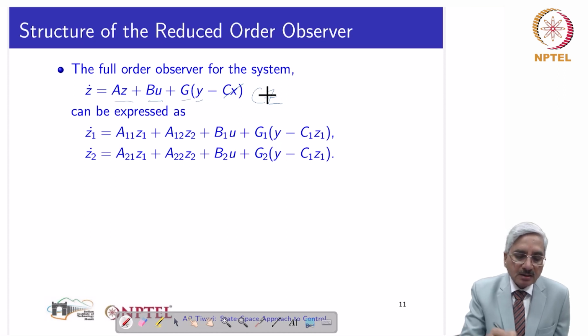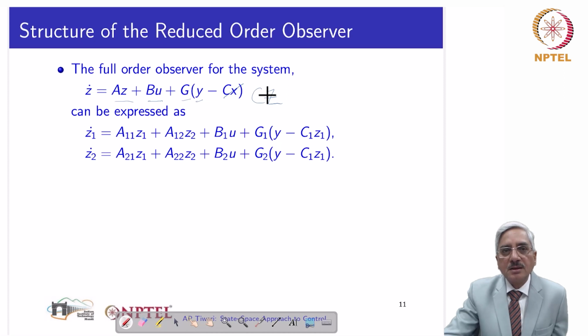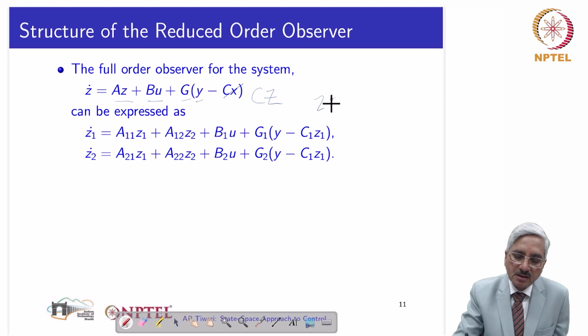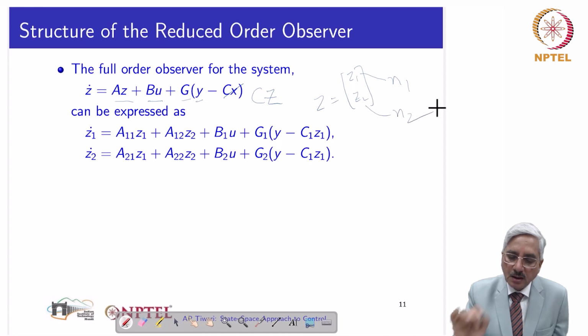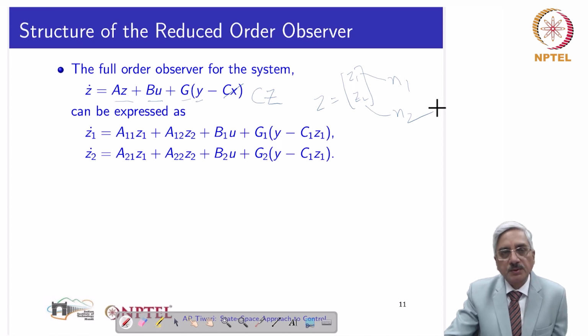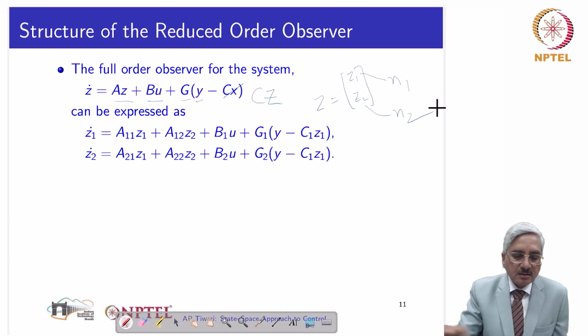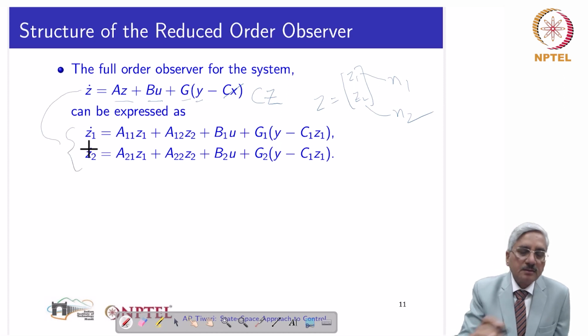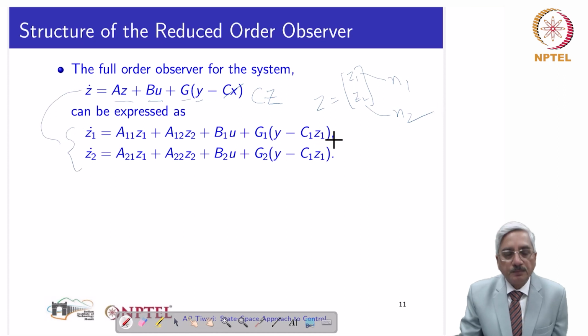And because the state x is partitioned into x1 and x2, similarly we assume that the observer state z is partitioned into z1 and z2. Z is z1, z2, where z1 is of order n1 and z2 is of dimension n2, exactly corresponding to states x1 and x2.